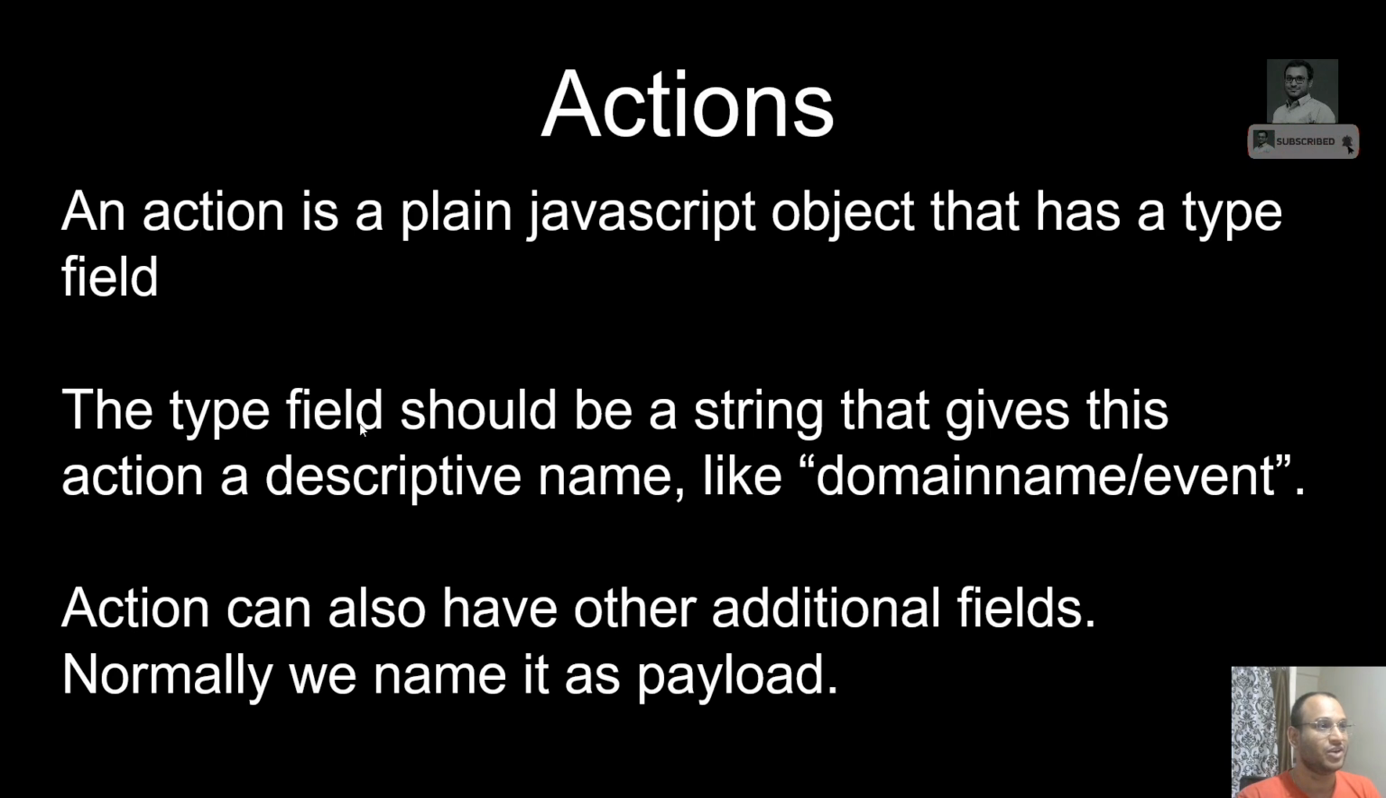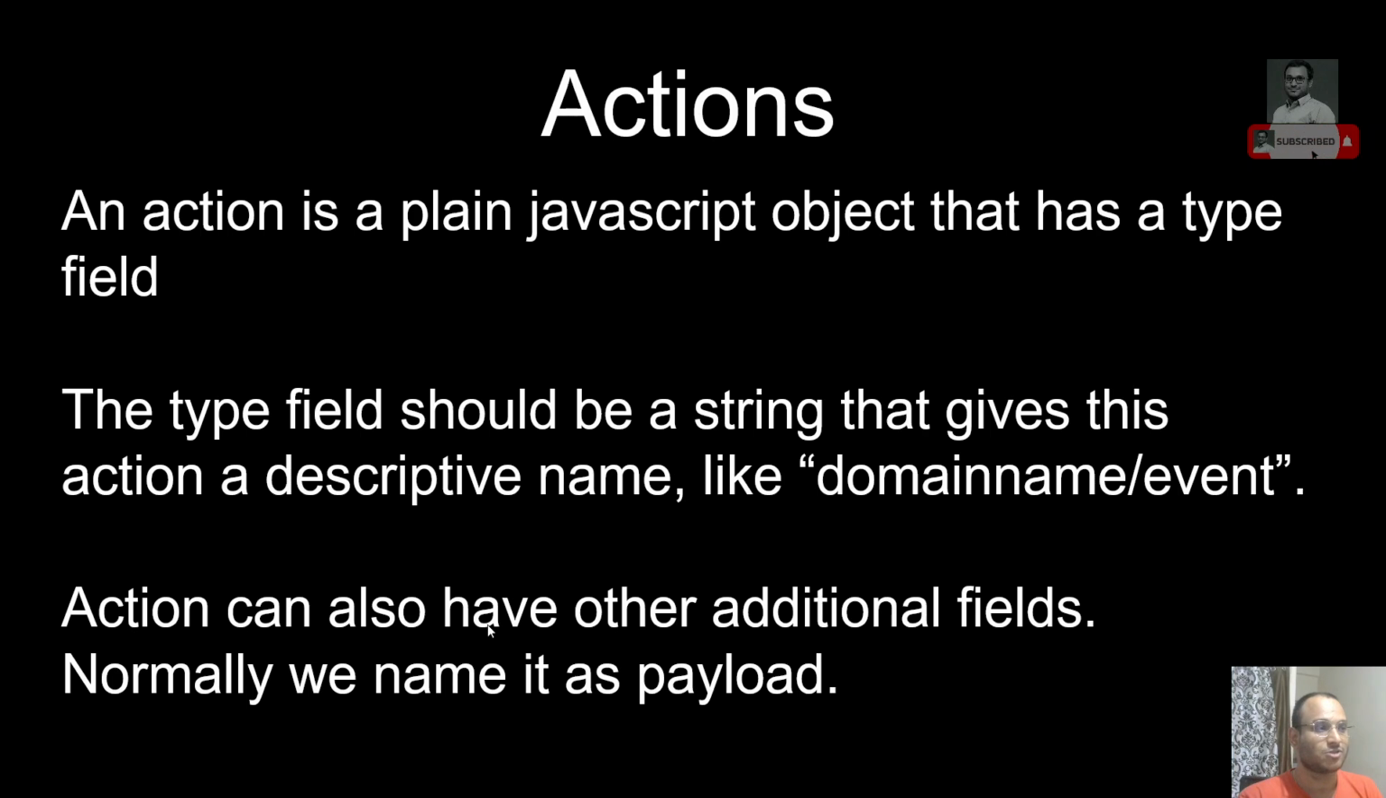The type field should be a string. That means the value of the type field should be string data that gives this action a descriptive name. So if the action we are trying to create has a type property, that represents the name of that action. Typically in Redux applications, we name that action something like domain name / event. Whatever event you are trying to fire, you will write it like this.